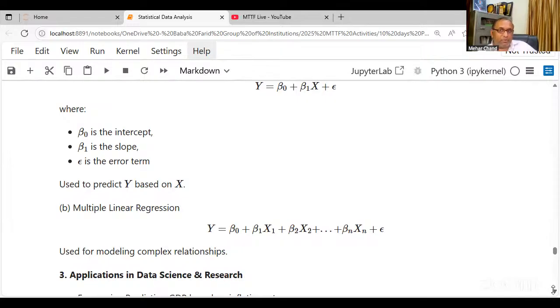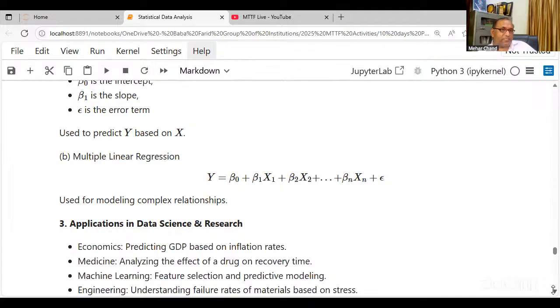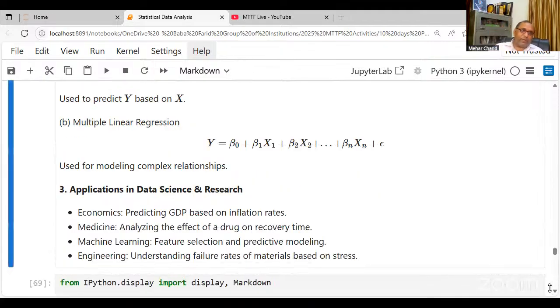So both are very highly useful, and here are the applications which are very important to know. Applications in data science and research. In economics, we can use it for predicting GDP based on inflation rate, and in medicine, to analyze the effect of a drug on recovery time. In machine learning, for feature selection and predictive models, we can use regressions, and many models are based on regression. Okay, and in engineering, we can use it for understanding the failure rate of a material based on stress.